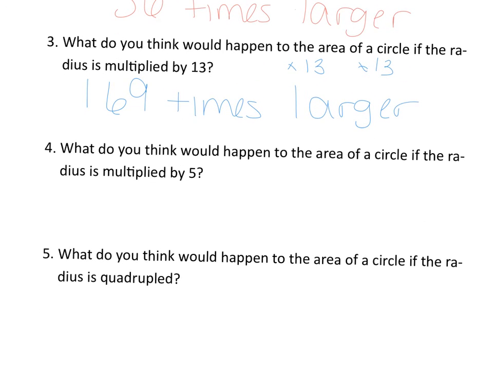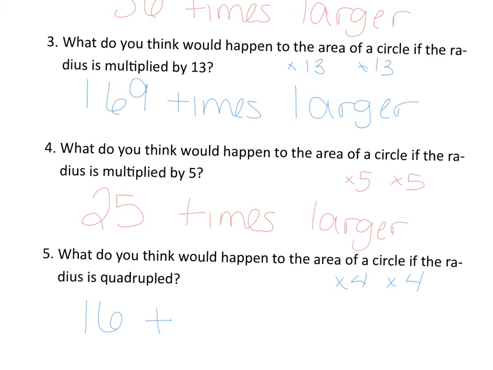And what do you think would happen to the area of the circle if the radius was multiplied by 5? If the radius is 5 times larger, we can anticipate that the area of the circle will be 25 times larger. And what would happen to the area of the circle if the radius is quadrupled? We could anticipate that the area would be 16 times larger.